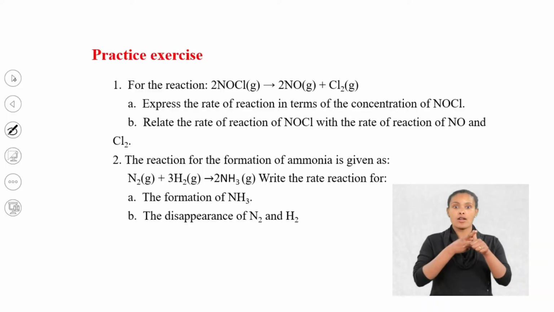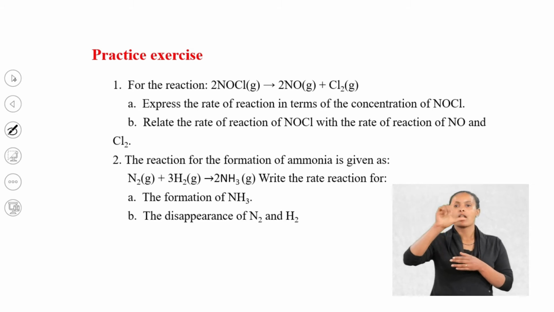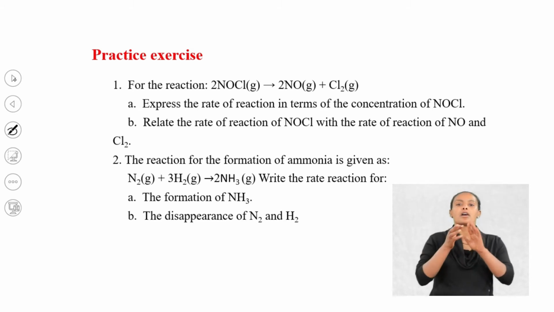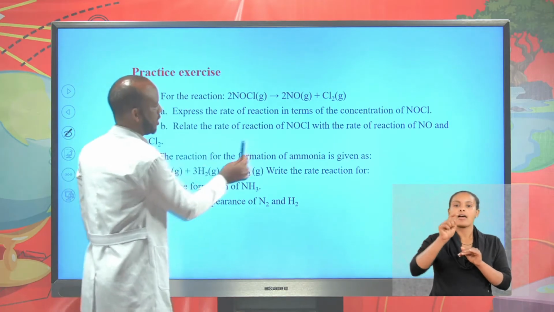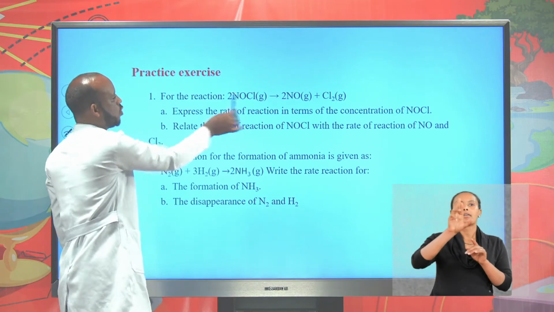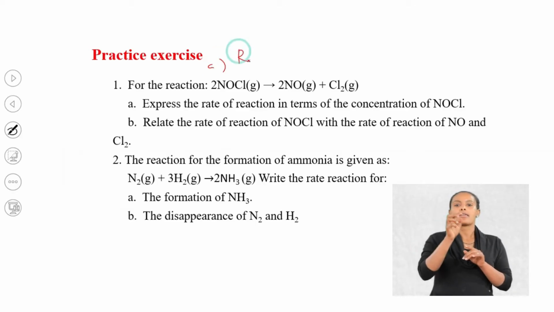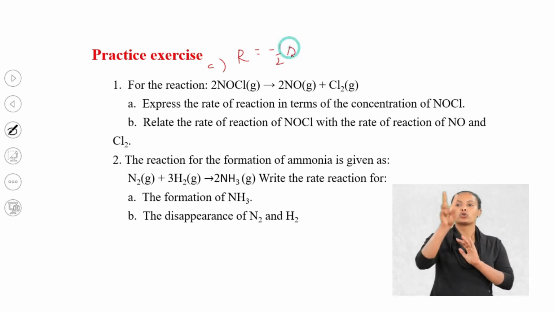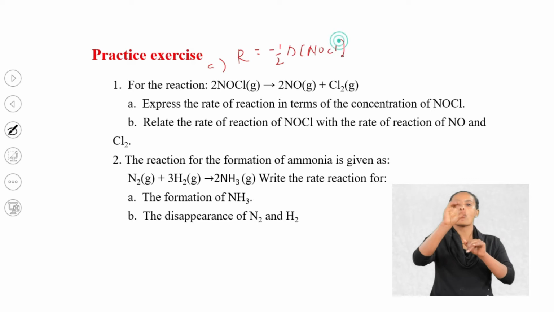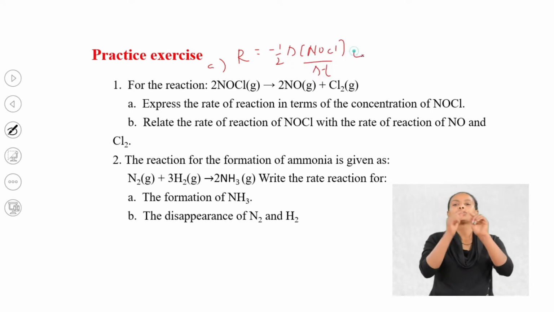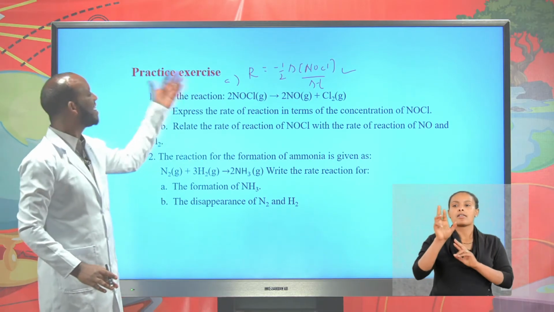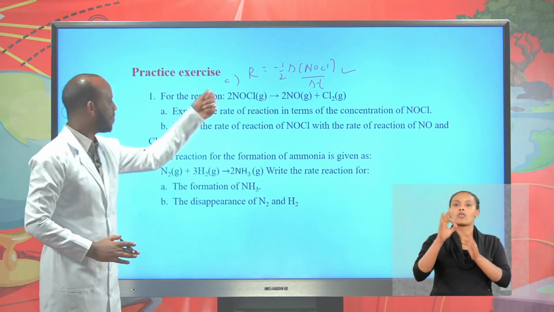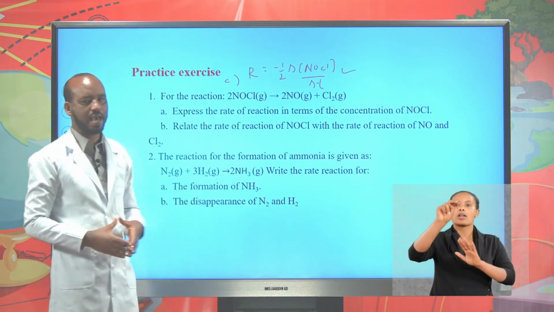1. For the reaction 2NOCl(g) → 2NO(g) + Cl2(g), (a) express the rate of reaction in terms of concentration of NOCl. Rate equals minus 1/2 change in concentration of NOCl divided by change in time. This is the rate of this reaction in terms of disappearance of NOCl.